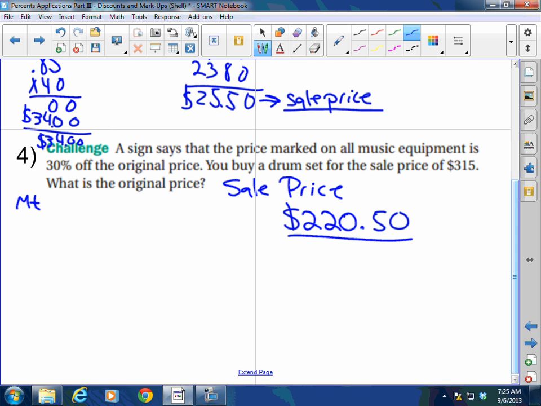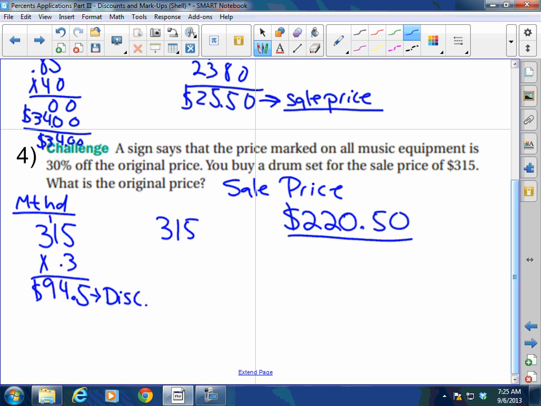Method 1, 315 times 30% discount. So that's $94.50 is the discount. So I got 315 minus 94.50.